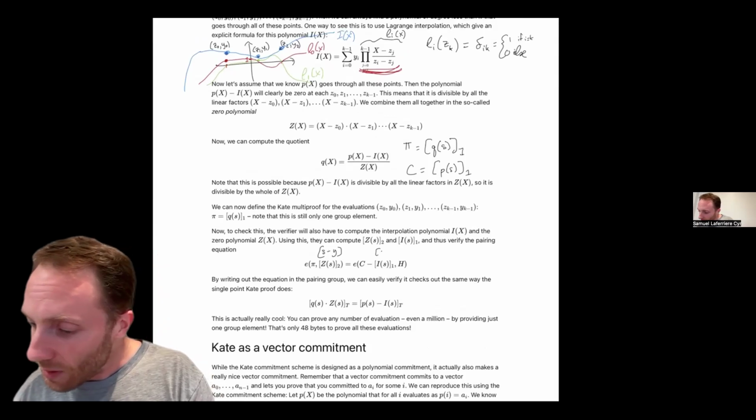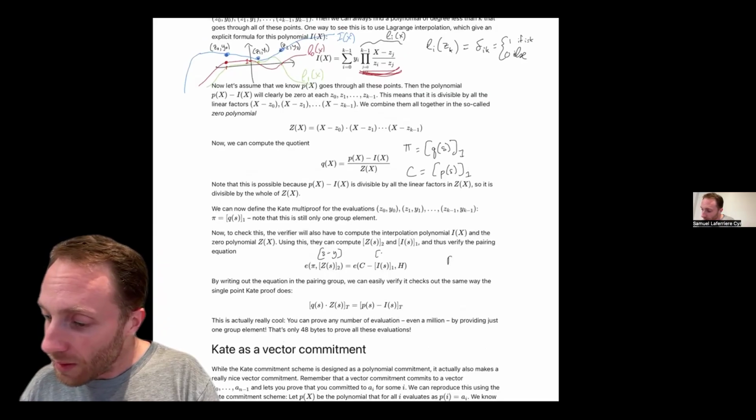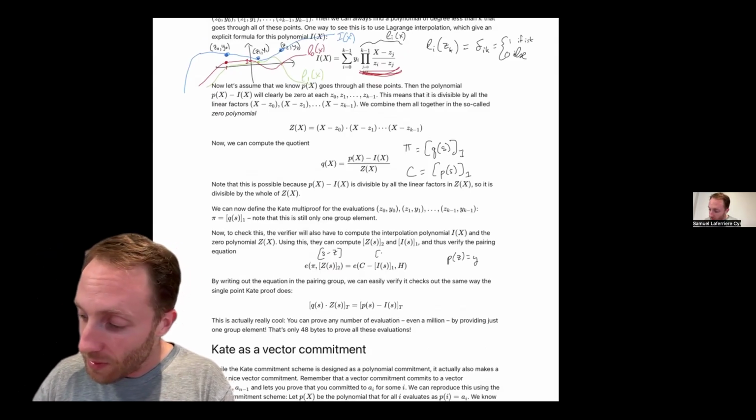I guess, what's the notation he's using? He's using, I think, p of z equals y, right? So it's actually the opposite. So this was minus z, and this would be y.